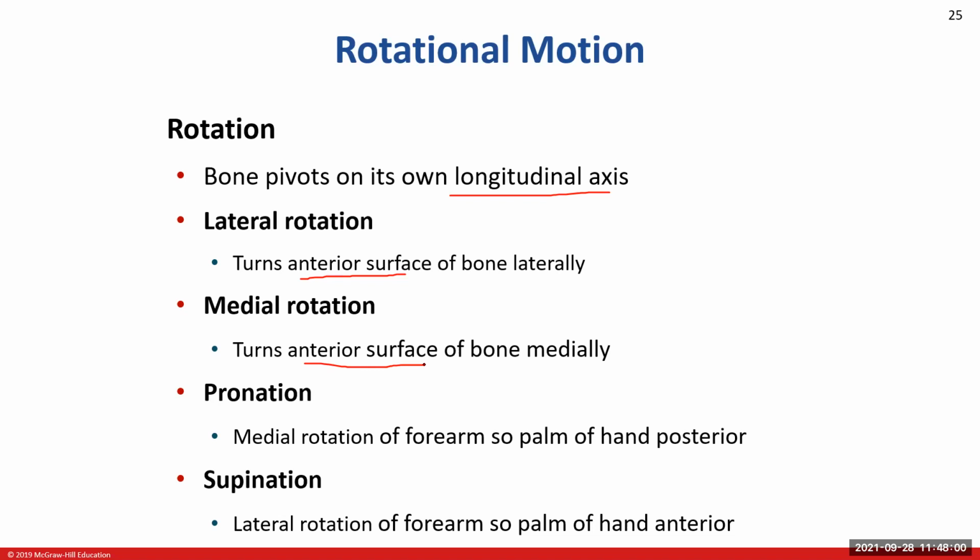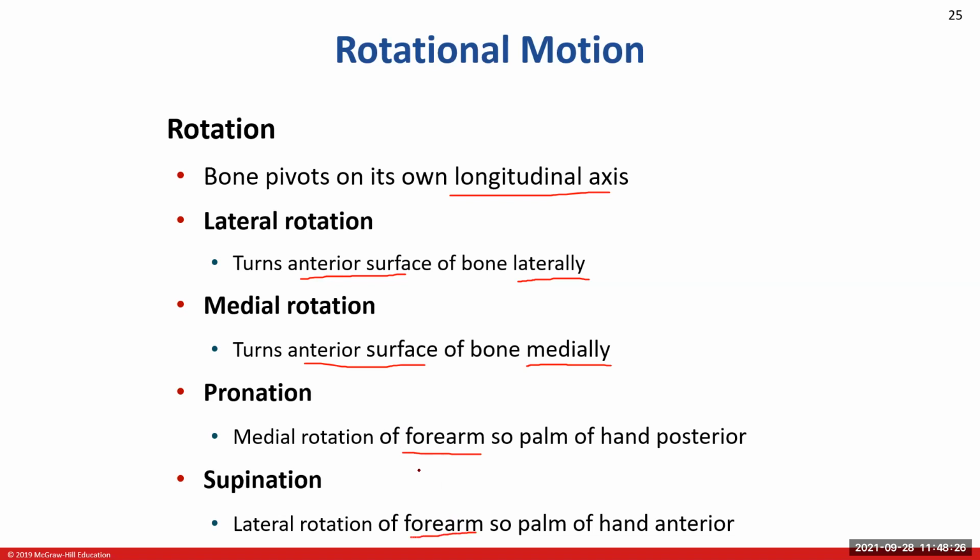And so when we undergo lateral rotation, the anterior surface of that bone is going to go laterally, face out. For medial rotation, the anterior surface is going to face in or rotate medially. I'll show you pictures. Okay. Pronation and supination has to do with the forearm.